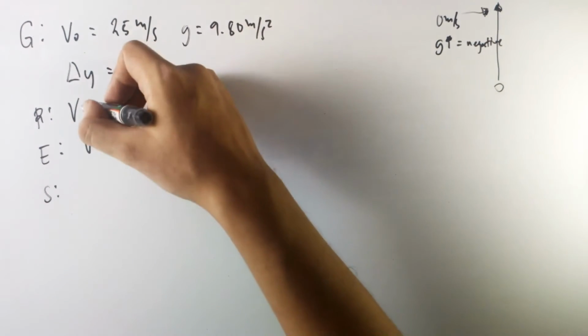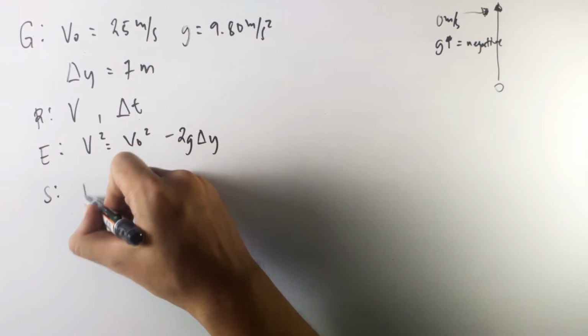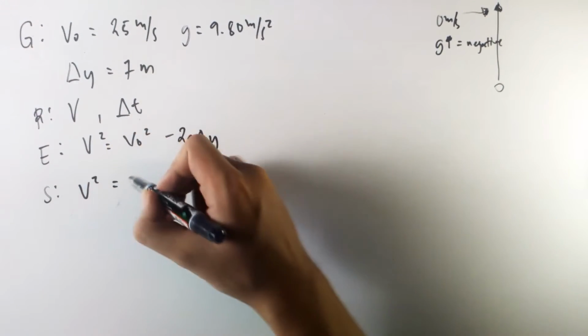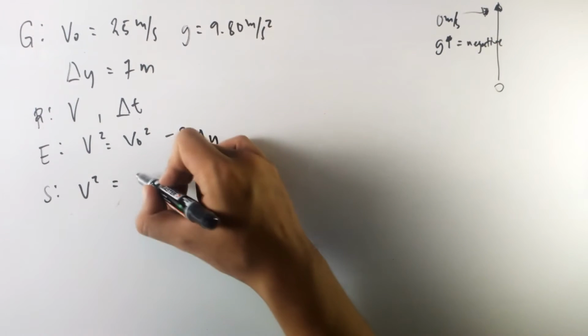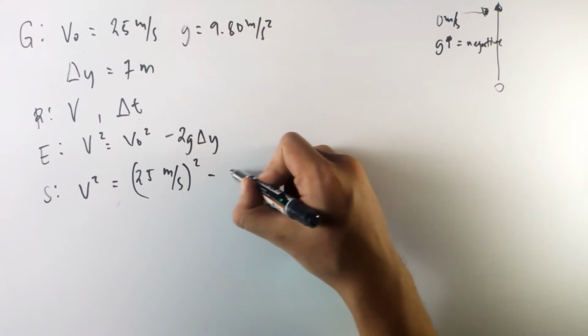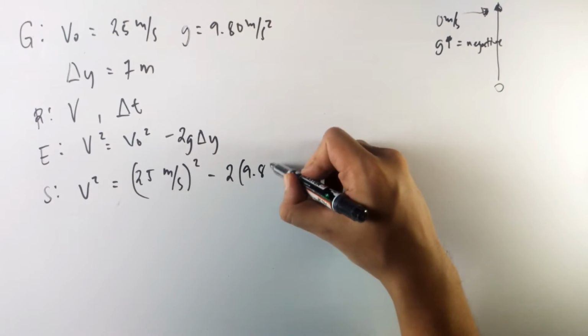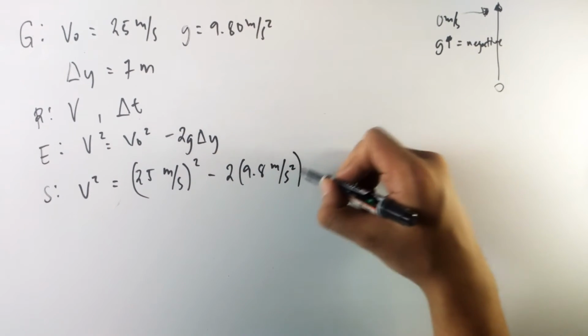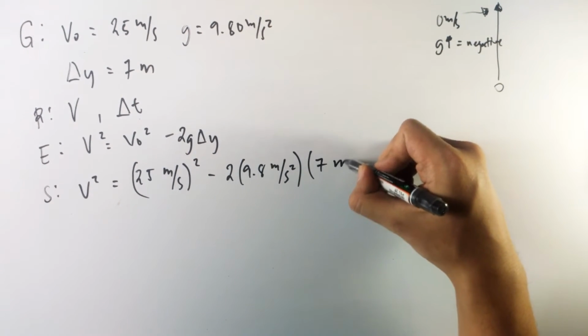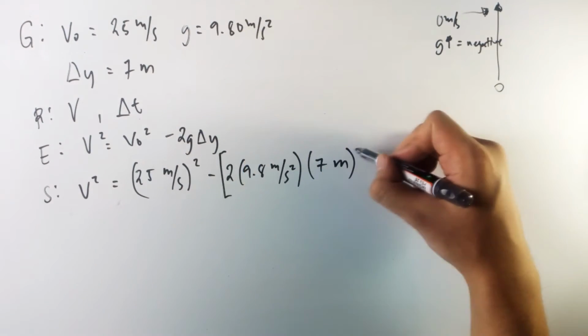the first required, which is v. So we have v squared is equal to, so what's our v sub 0? That's 25 meters per second, to be squared, minus 2 times 9.8 meters per second squared times, what's our delta y? 7. Okay, so there.